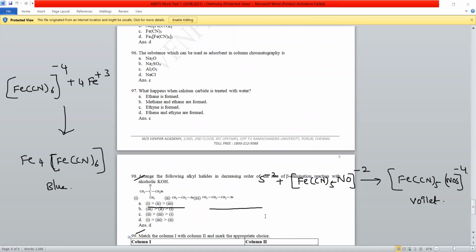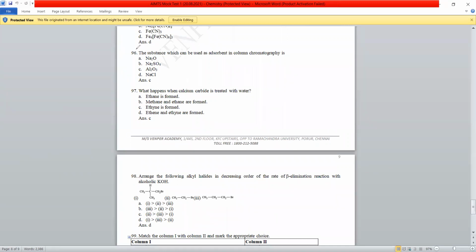Next students, question number 96. The substance which can be used as an adsorbent in column chromatography. So the adsorbent we are using is majorly Al2O3, alumina, as well as silicon dioxide. It's the stationary phase we are using, students. So that is a direct question.